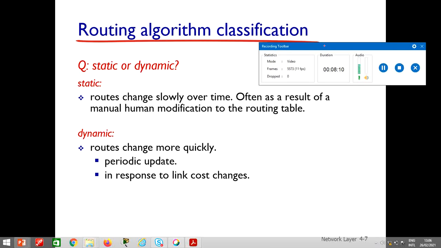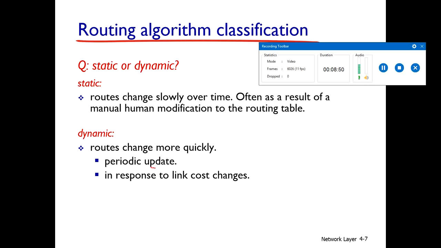Alright, next is static or dynamic. Static or dynamic is another way to classify the routing algorithms. In static routing, routes change very slowly over the period of time and often as a result of human intervention, so often as a result of manual modification of the routing table. Whereas dynamic routing algorithms, as the name suggests, change the routing path as the network traffic loads or the topology changes. So the routes change more quickly, and periodic updates are there.